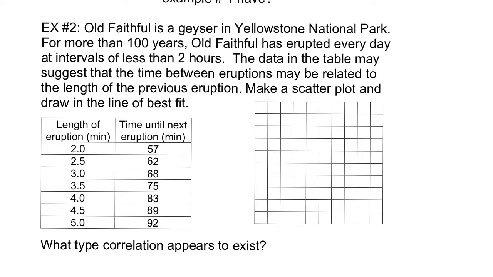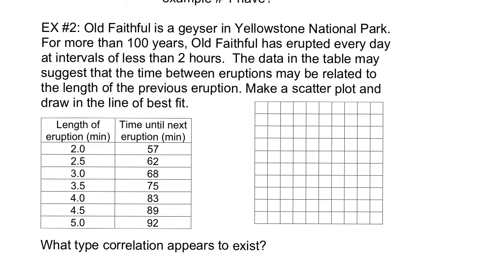Example 2, Old Faithful is a geyser in Yellowstone National Park. For more than 100 years, Old Faithful has erupted every day at intervals of less than 2 hours. The data in the table may suggest that the time between eruptions may be related to the length of the previous eruption. Make a scatter plot and draw a line of best fit.